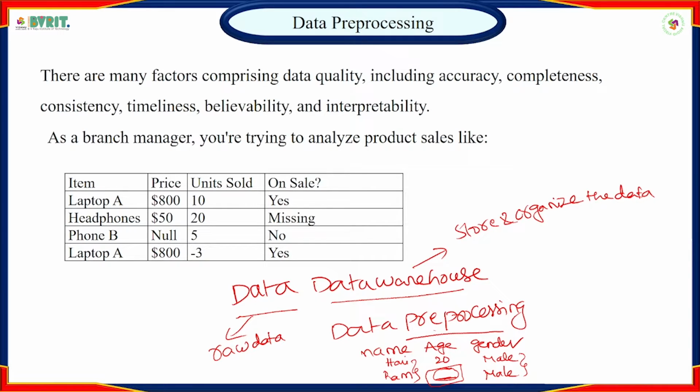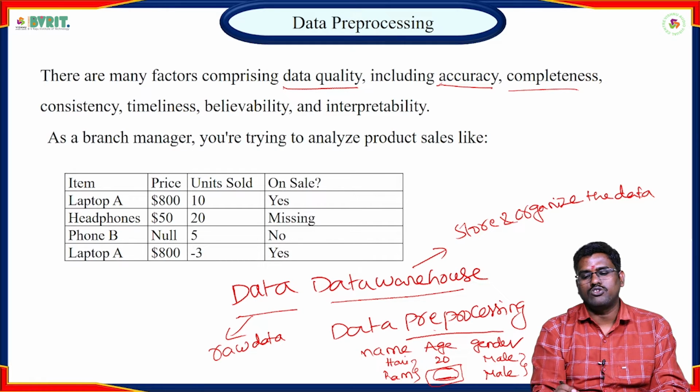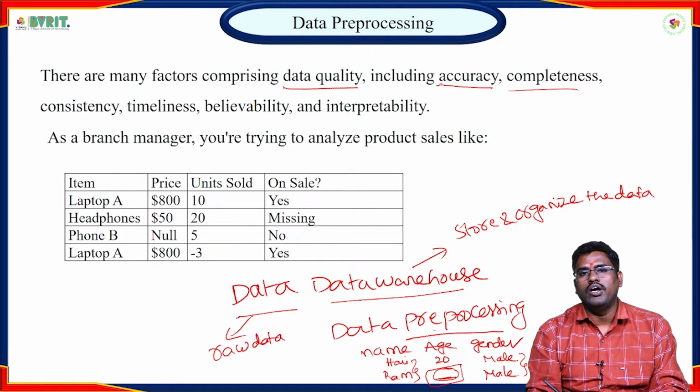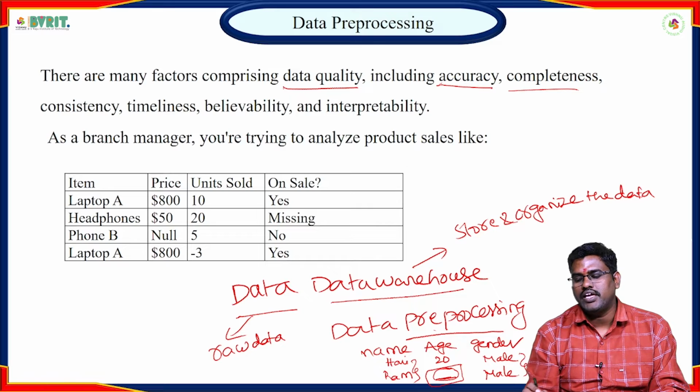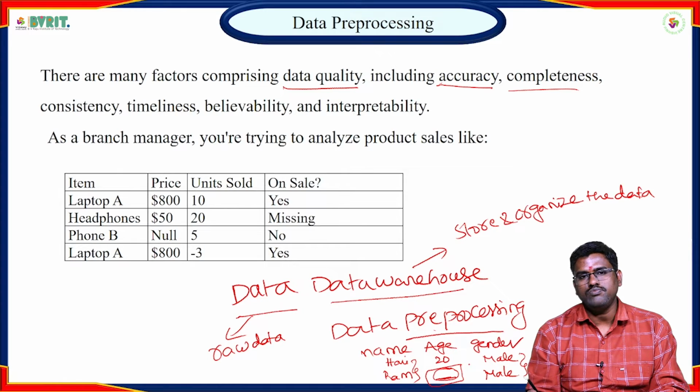Mainly, this is used to improve the data quality. If we have to improve the data quality, these are the factors we have to consider: accuracy, completeness, consistency, and timeliness. These are the different factors to improve the quality of the data in the given data warehouse. And quality of data means these types of missing values will be removed from the structure.